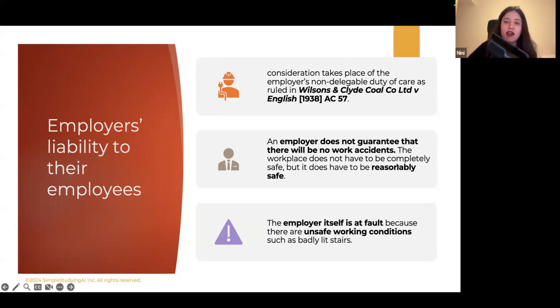An employer does not guarantee that there will be no work accidents. So the duty of care doesn't say that the employer must guarantee a 100% safe workspace, because that is impossible. There can always be accidents. But what they have to do is to make sure that it's reasonably safe. An employer itself is at fault because there are unsafe working conditions such as badly lit stairs.